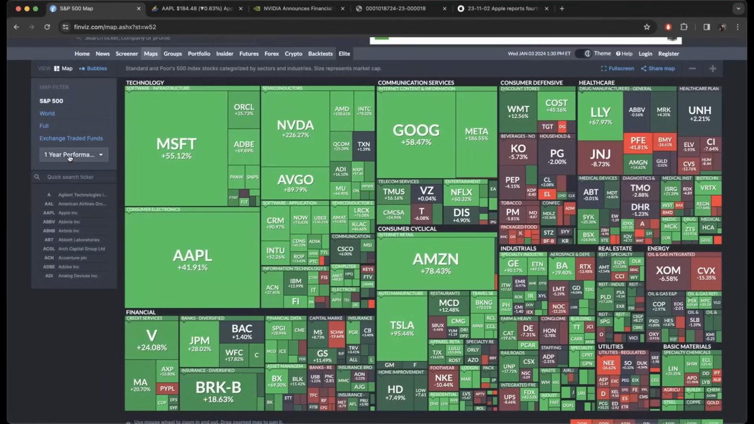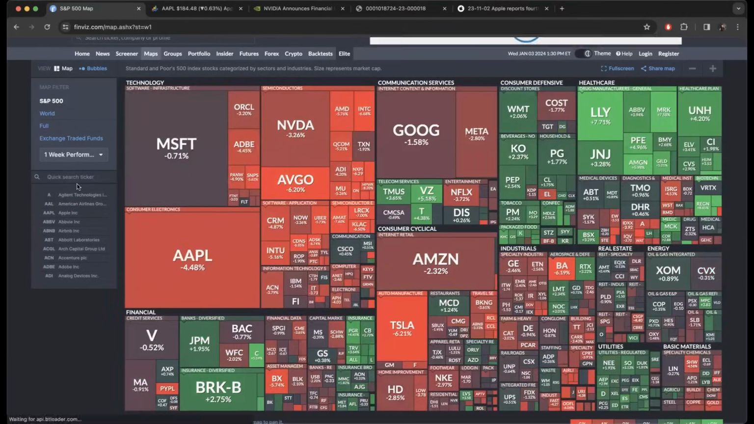We're already starting to see a sell-off into the beginning of the year as we take a look at the one-week performance. It's very intriguing to see tech take the biggest hit so far, but it is expected after the incredible run we had through last year.